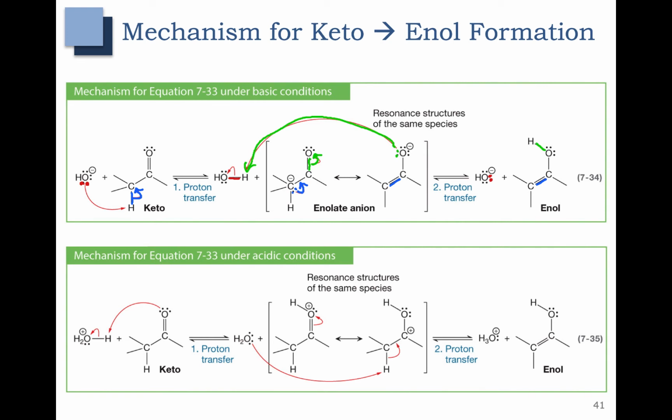In basic conditions, we deprotonated first and then protonated after our resonance step. Here we're going to protonate first and then deprotonate after our resonance step. The key thing with basic conditions versus acidic conditions is to remember that in basic conditions, we're going to have negative charges, no positive charges, and in acidic conditions, we have positive charges and no negative charges. So that's how we keep track of what's going on.